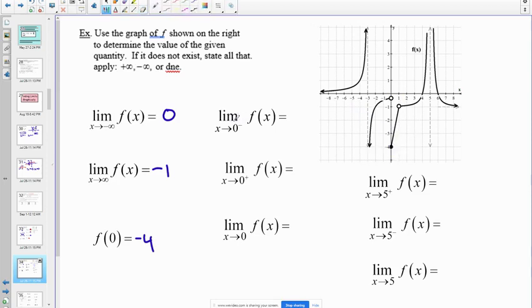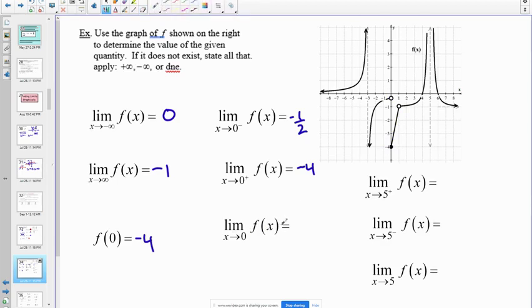All right, what is the limit of f of x as x approaches 0 from the left? So here's x equals 0. Okay, get really close to it on the function. Here it is right here. As you approach 0 from the left, what y value are you approaching here? It looks like about -1/2. You can just approximate it. Now, as you approach 0 from the right, what y value are you approaching? -4.